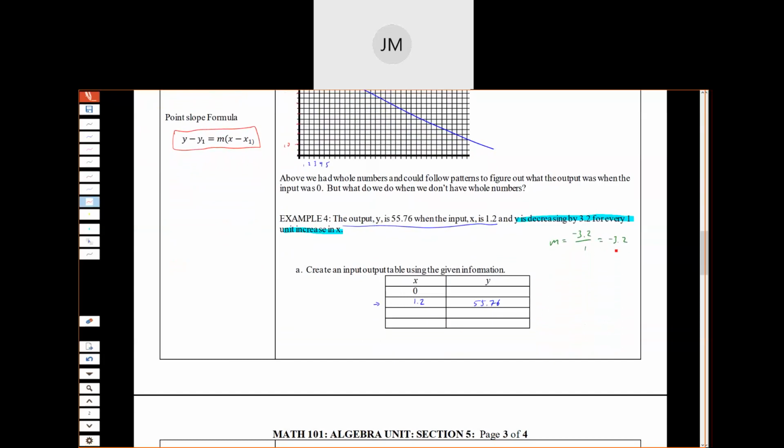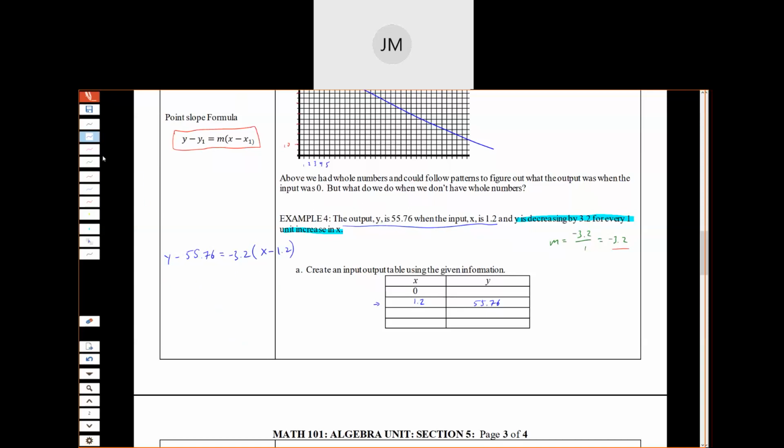Okay, so here's what I can do. I know my slope is negative 3.2, and I have a point. I can plug into this point slope formula: y minus my y value, 55.76, equals my slope, negative 3.2, times x minus my x value, 1.2. Now I have an equation of the line written down. I never figured out the intercept b, but I have my equation of a line.